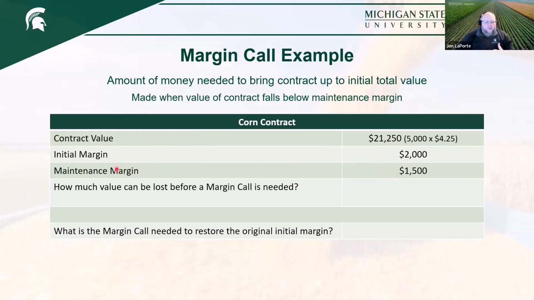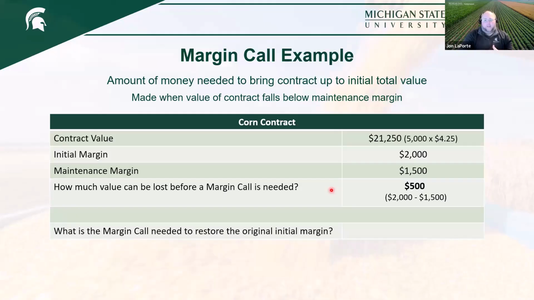And so the question we start with is: how much money can be lost before a margin call is needed? Well, to do that, we've got to look at these two numbers, this initial margin and this maintenance margin. And it's really simple math here, where we take 2,000 minus the 1,500, and we're talking about $500. And so we've got about a $500 wiggle room that if that contract loses $500 and we hit that maintenance margin, we're okay because we haven't gone past the 500.